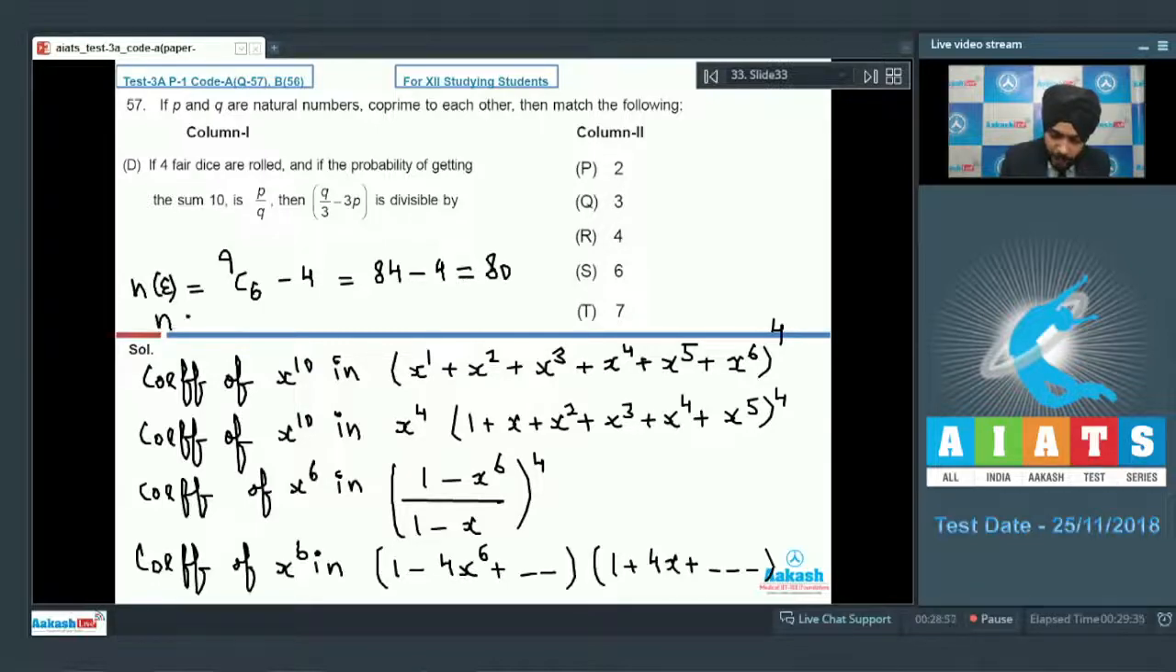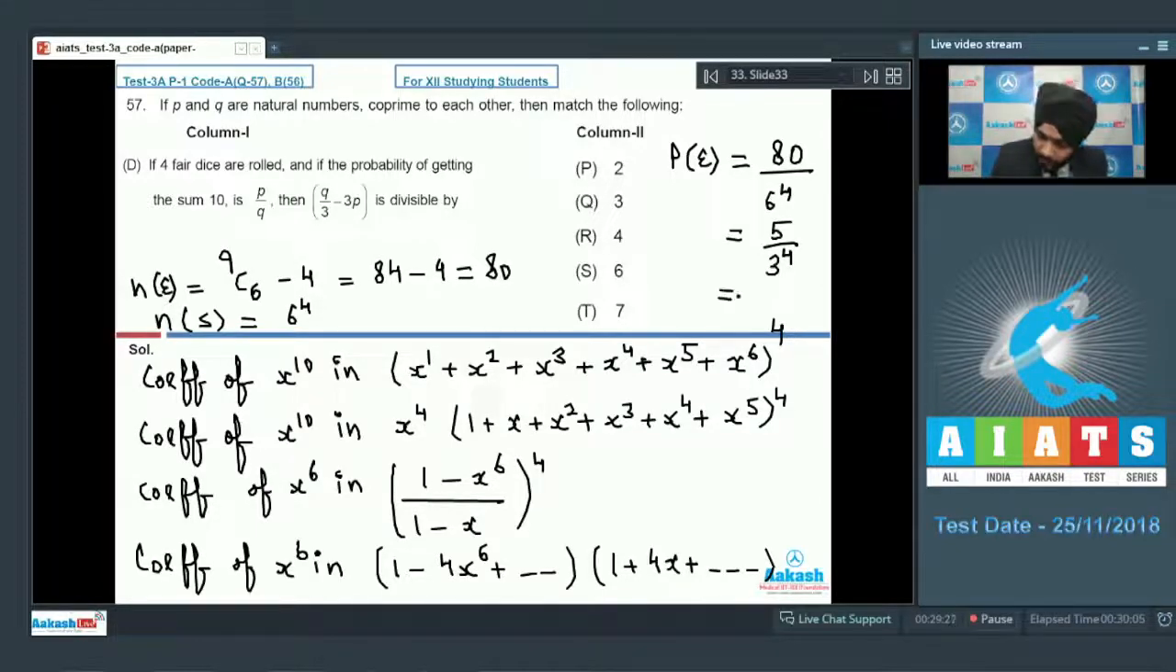What is the total number of elements in the sample space? 6 into 6 into 6 into 6. 6 raised to the power 4. What is the probability of event E? It is 80 upon 6 raised to the power 4. That is cancelling the factor of 16. 5 upon 3 raised to the power 4. That is 5 upon 81.